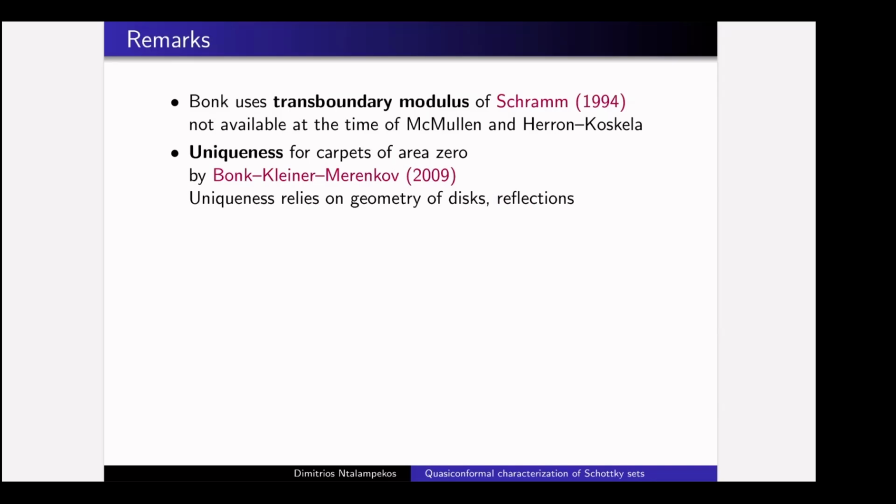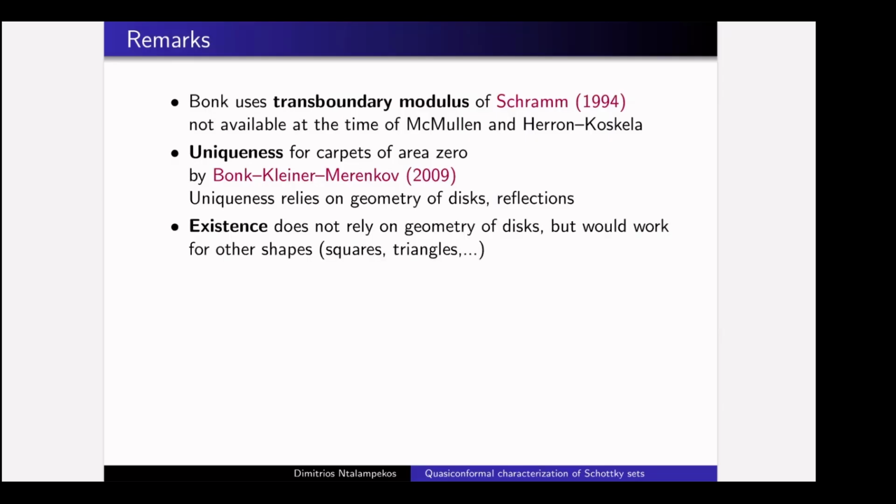And it turns out that uniqueness relies crucially on the geometry of disks. It's an argument involving reflections. On the other hand, the existence part of the theorem of Mario does not rely on the geometry of disks so crucially. It would work if we wanted to convert a carpet to a square carpet, or a carpet whose holes are equilateral triangles, for example. So it doesn't use any strong geometric feature of the disks.